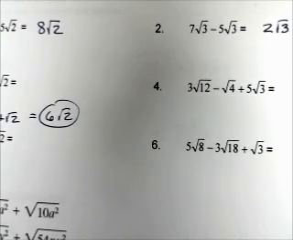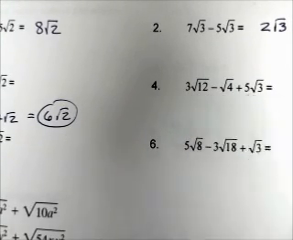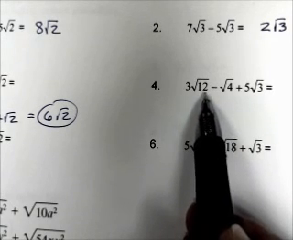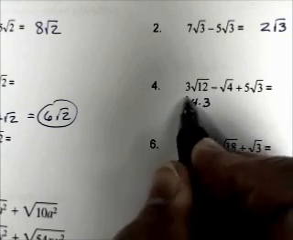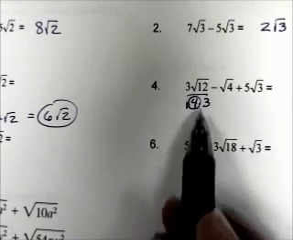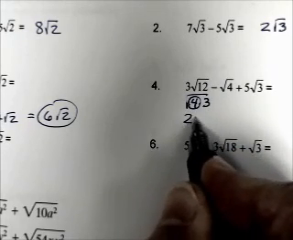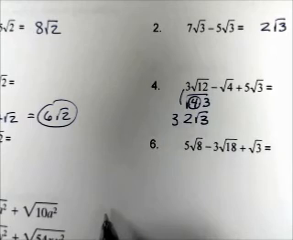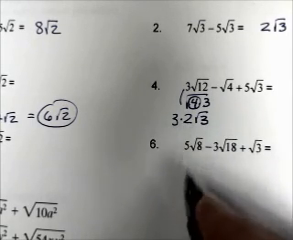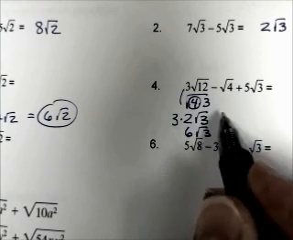Number 4, 3 square root of 12 minus square root of 4 plus 5 square root of 3. The square root of 12 must be simplified. 4 times 3 is 12. Square root of 4 is 2. 2 comes out. Square root of 3 remains, and bring down the 3. That means 3 times 2, which is 6. So we have 6 square root of 3 minus the square root of 4.